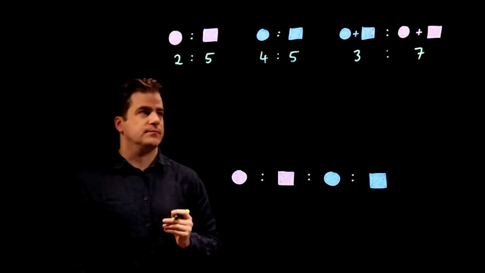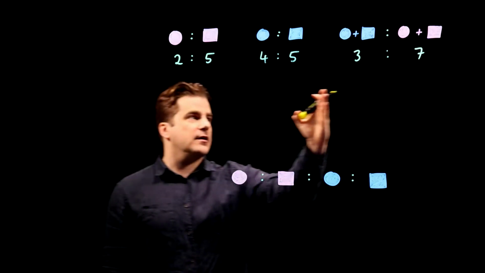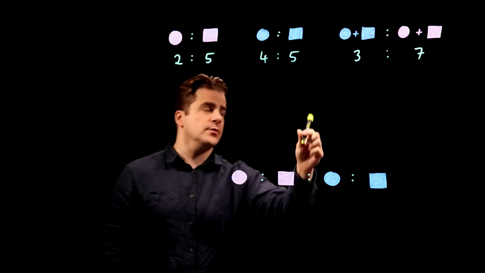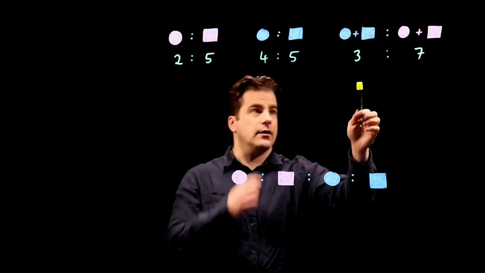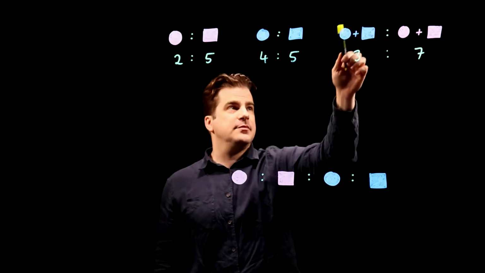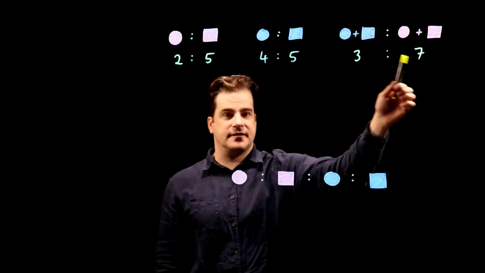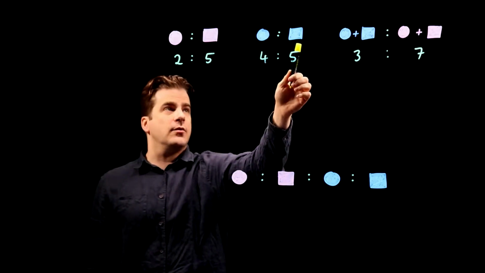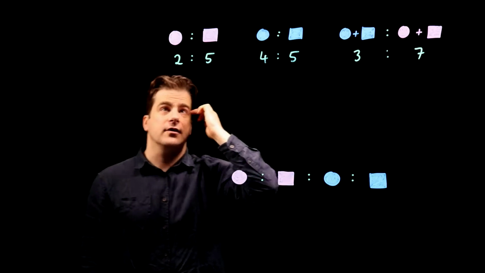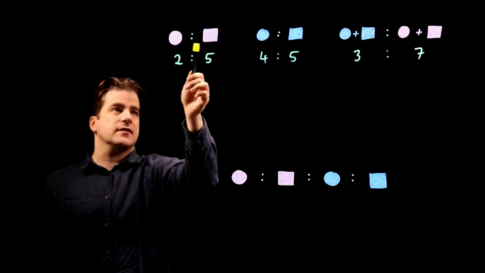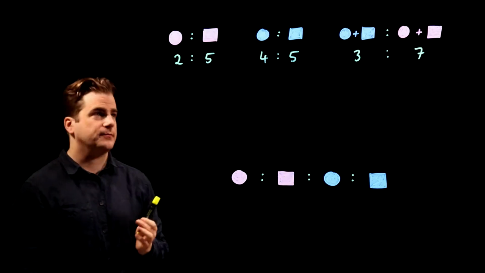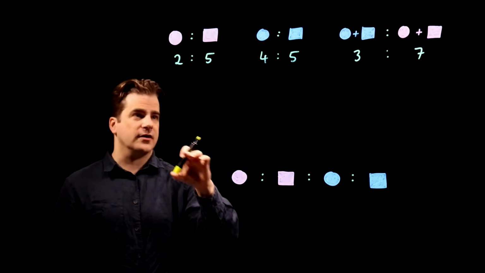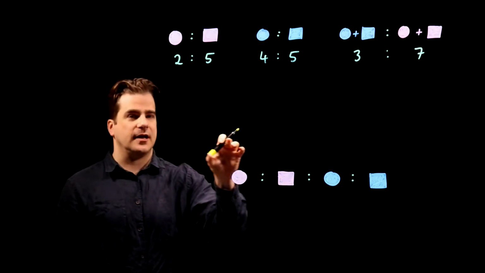Okay, so this is how I've laid out the information you've been given in the question. We're told that the ratio of all white shapes to all black shapes is 3 to 7, okay? The ratio of white circles to white squares is 4 to 5, and the ratio of black circles to black squares is 2 to 5. Okay, and our objective is to find out what fraction of all shapes are circles.